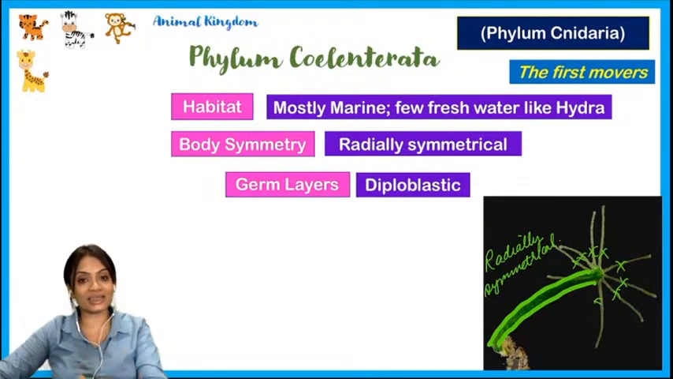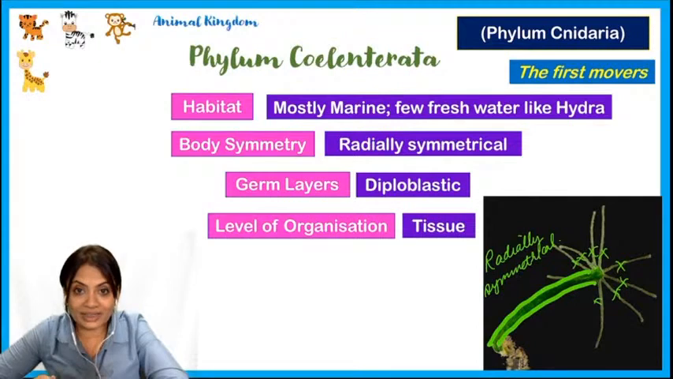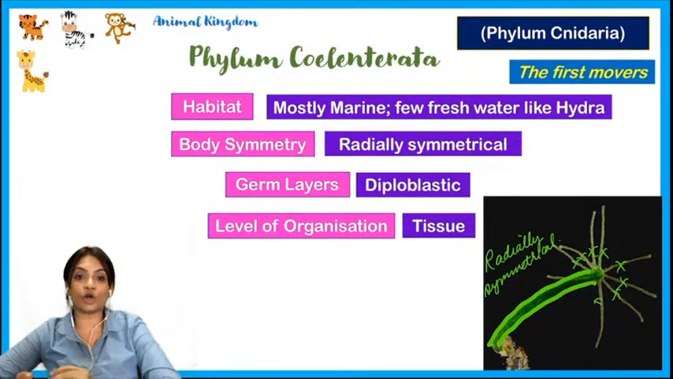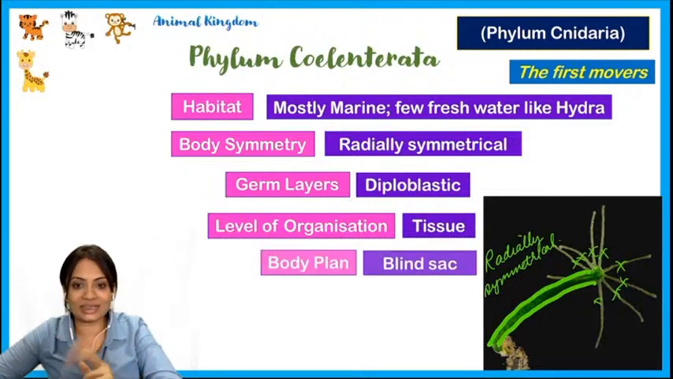So now is the starting of the germ layers to arise. Then the level of organization would be the tissue level. Okay, but still the tissues have not managed to come together in order to form an organ. So that is tissue level.